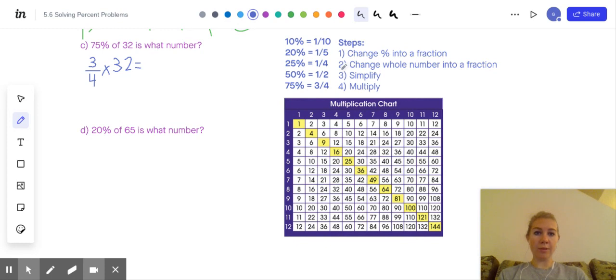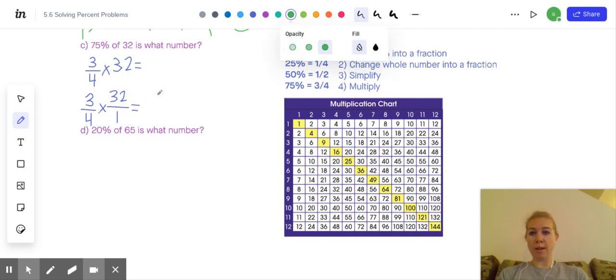Step 2, change the whole number into a fraction. So we still keep 3/4 the same. We are still multiplying. To change 32 into a fraction, I'm going to put 32 as my numerator and 1 as my denominator. Step 3 says to simplify. We always do that before we multiply. Let's see, we have a 3 and a 1. Oh, 1 is as small as we can get, so we can't simplify that.